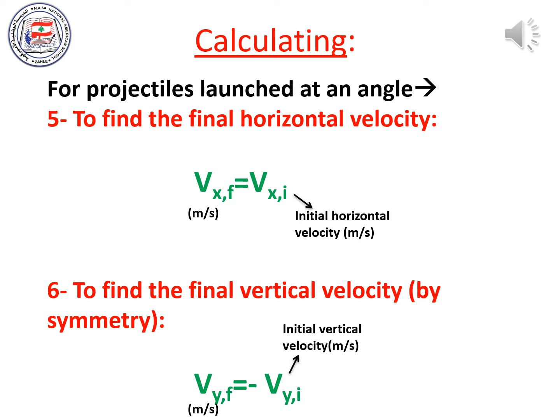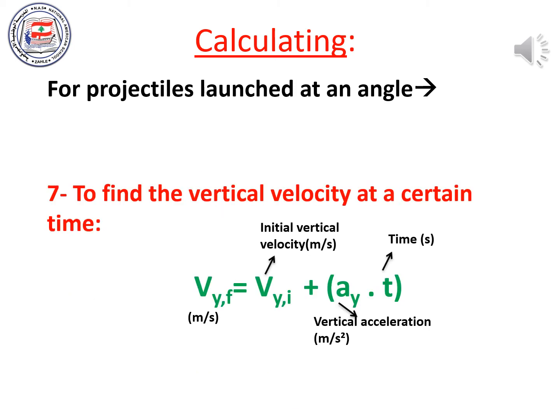However, in order to find the final vertical velocity, we can use symmetry, and we will get Vyf is equal to negative Vyi. So Vyf will be a negative number since the object is going downwards, and Vyi is positive since the object is going upwards, and they are both measured in meters per second. And in order to find the vertical velocity at a certain time, you use the equation you see in front of you. Vyf is equal to Vyi, which is the initial vertical velocity, plus Ay, which is the vertical acceleration measured in meters per second squared, times time in seconds.